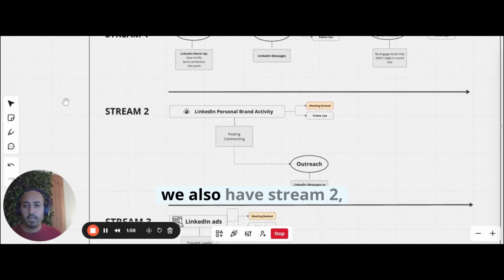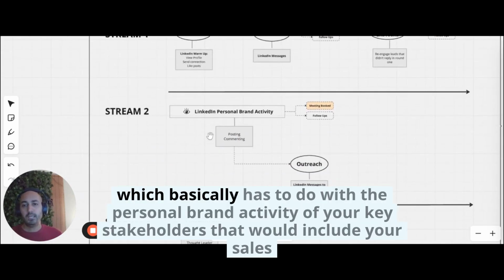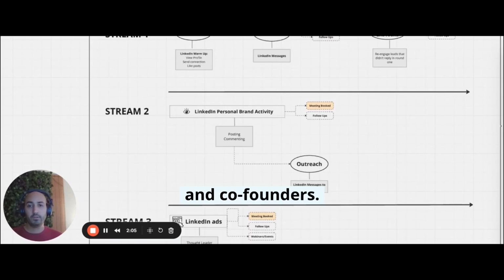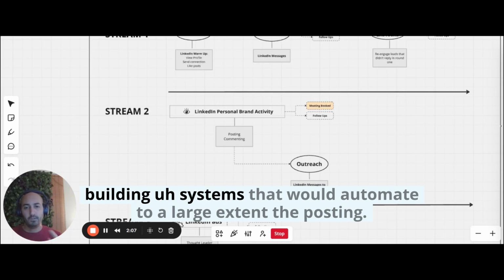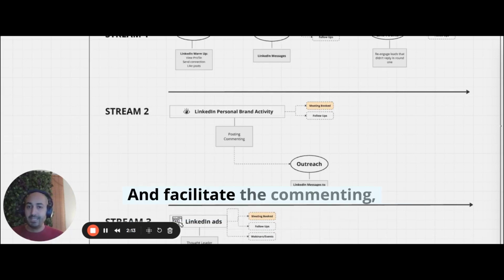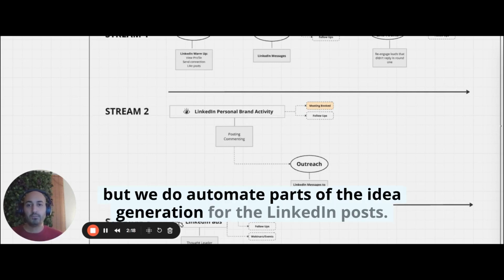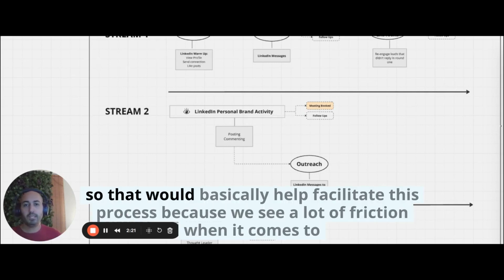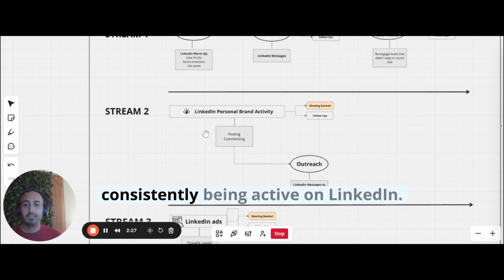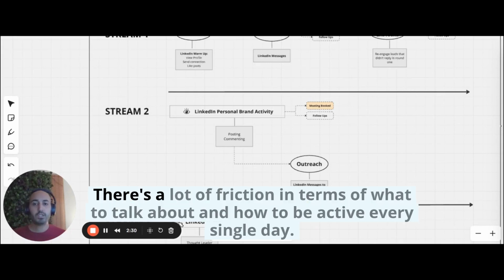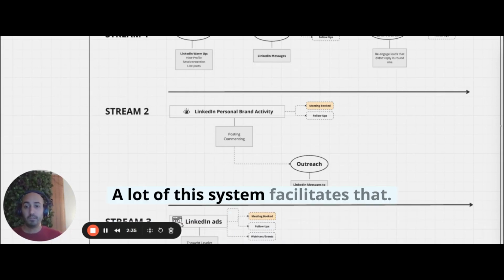In parallel to that, we also have stream 2, which basically has to do with the personal brand activity of your key stakeholders. That would include your sales team and co-founders. So basically building systems that would automate to a large extent the posting and facilitate the commenting, right? So we don't automate comments, but we do automate parts of the idea generation for the LinkedIn posts. Okay, so that would basically help facilitate this process because we see a lot of friction when it comes to consistently being active on LinkedIn. There's a lot of friction in terms of what to talk about and how to be active every single day. A lot of the system facilitates that.